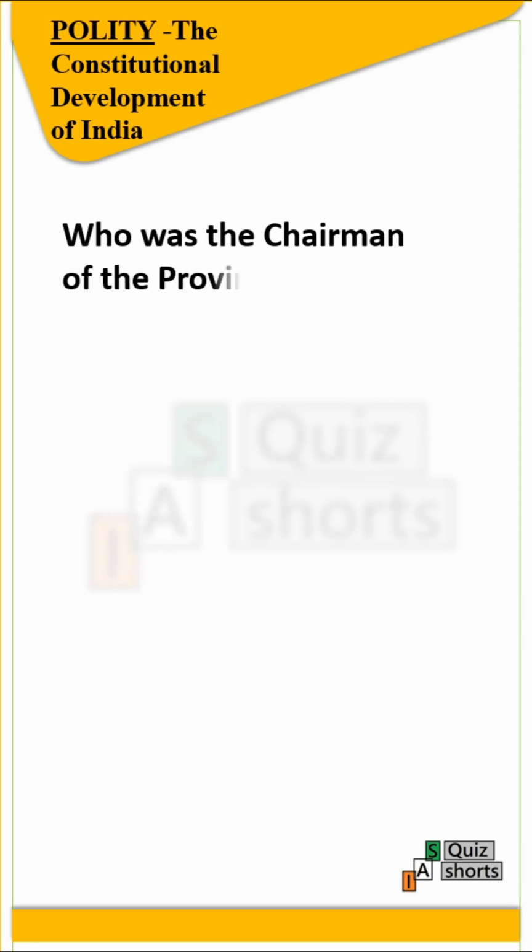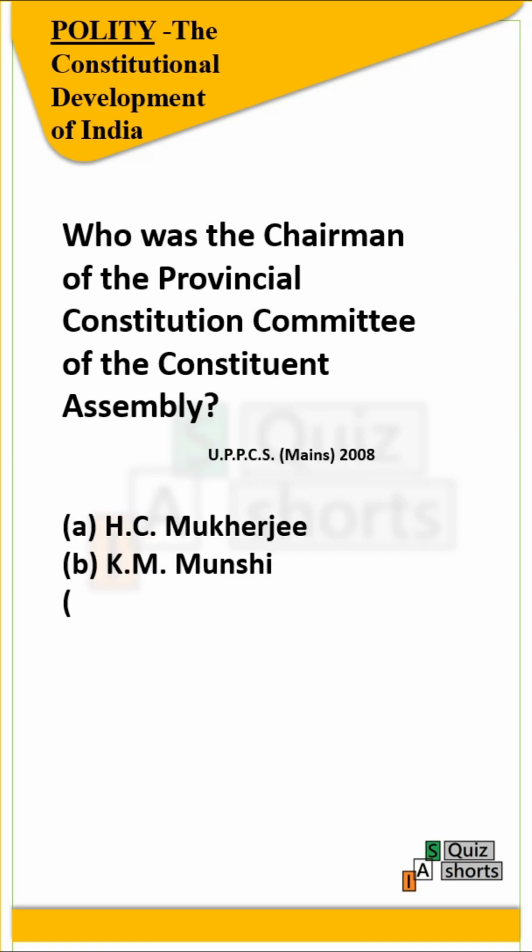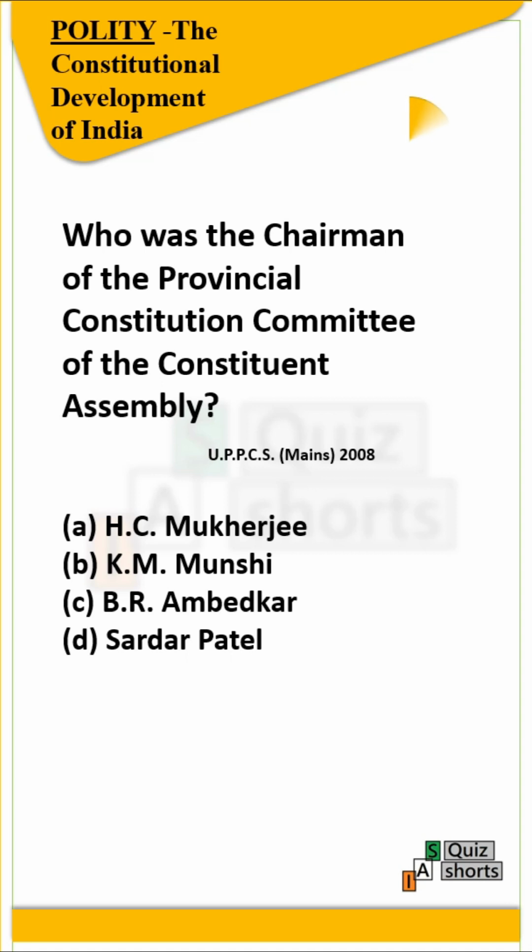Who was the chairman of the Provincial Constitution Committee of the Constituent Assembly? Option A H.C. Mukherjee, option B K.M. Munshi, option C B.R. Ambedkar, option D Sardar Patel. Answer is option D Sardar Patel.